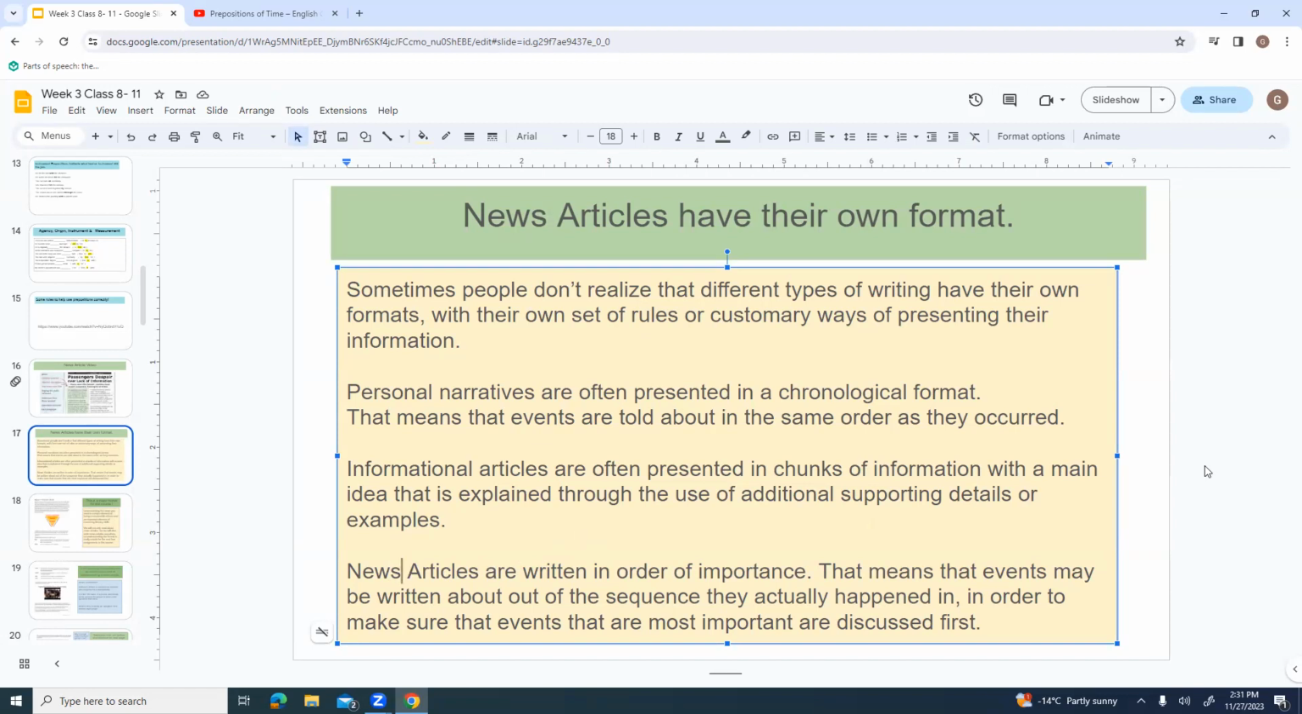And I don't think we've talked about that in this course yet. But one of the big things with newspaper articles is often the editor may be cutting a story short at the last minute to fit another story in. So what they always do is they cut from the bottom up.